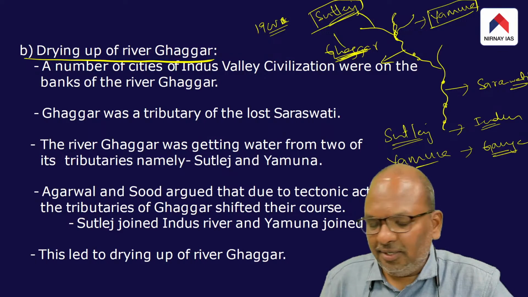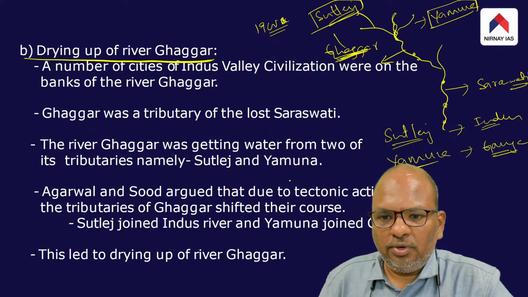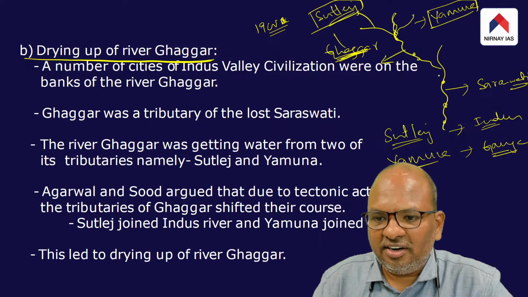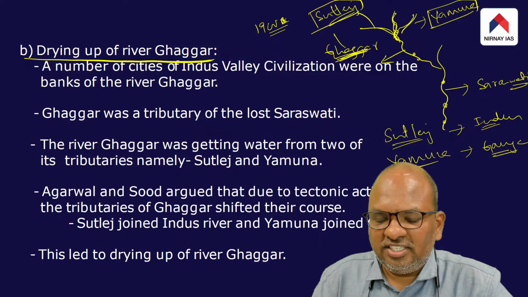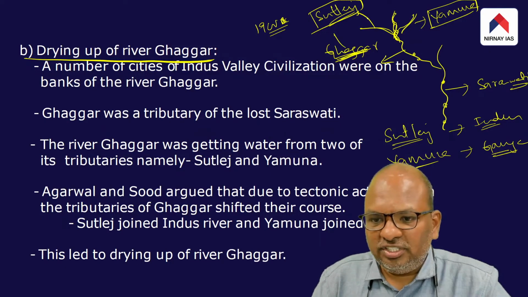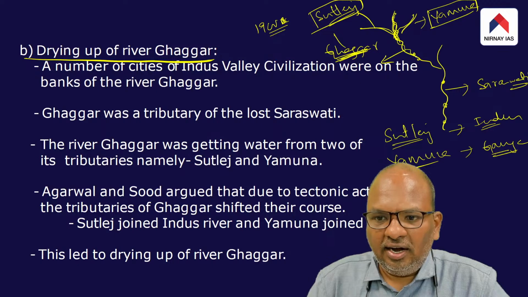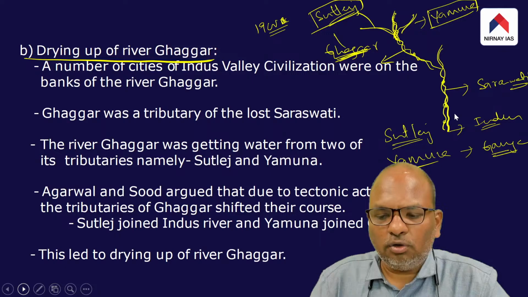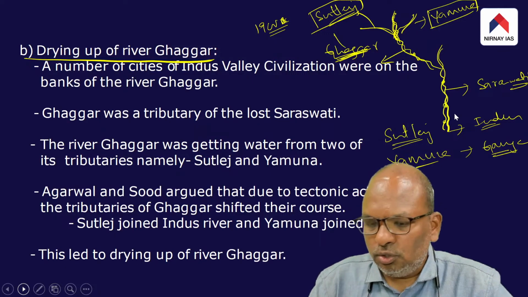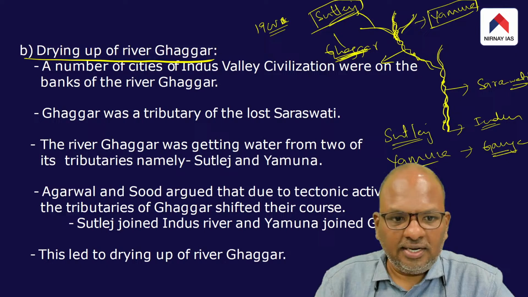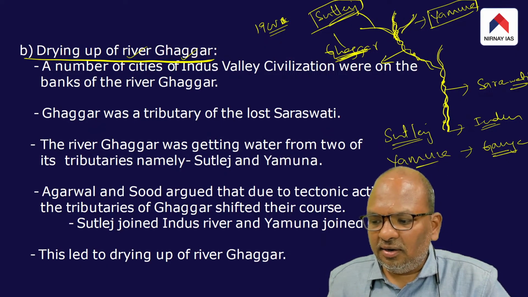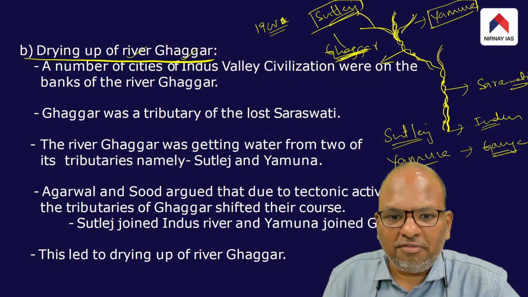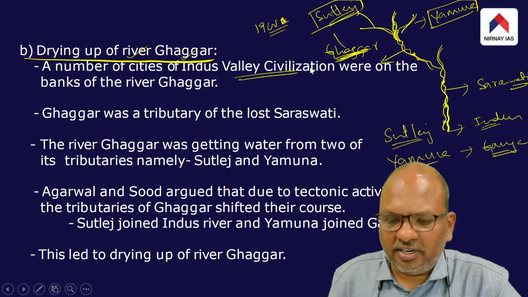So when that happened, Agarwal and Sood argued that the Ghaggar river began to dry up because it was originally getting its waters from the Satluj and Yamuna. When the Satluj and Yamuna changed their course, the Ghaggar began to dry up. And when the Ghaggar dried up, gradually the river Saraswati also began to dry up. So basically, they argued that the drying up of the river Ghaggar is the second reason responsible for the decline of the Indus Valley Civilization.